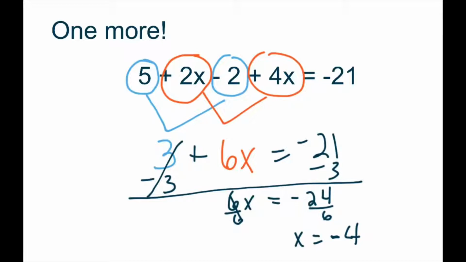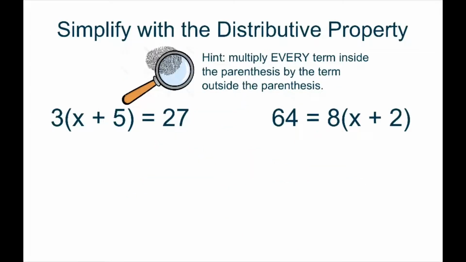Sweet. The next way to simplify is with the distributive property. We're going to multiply everything on the inside of the parentheses by the number on the outside, like this. So first I'm going to do 3 times x, and now I have a term 3x, plus 3 times 5 is 15. All that equals 27. And now, just like before, we just have a 2-step equation.